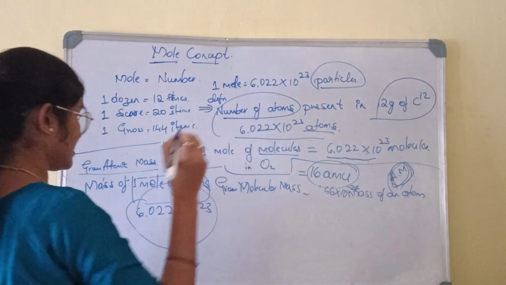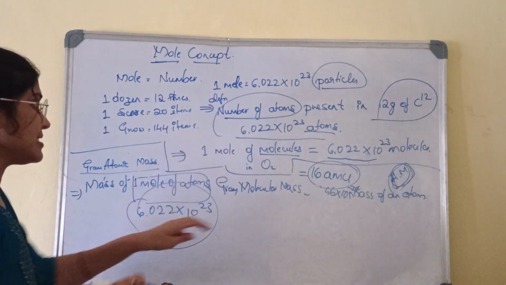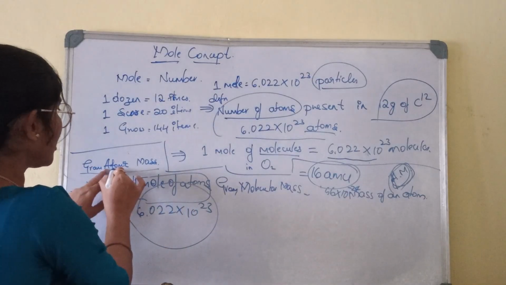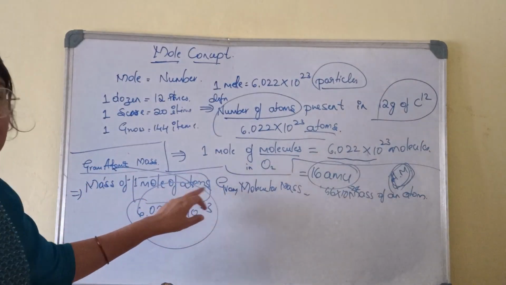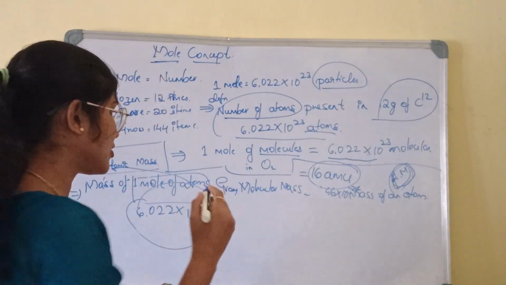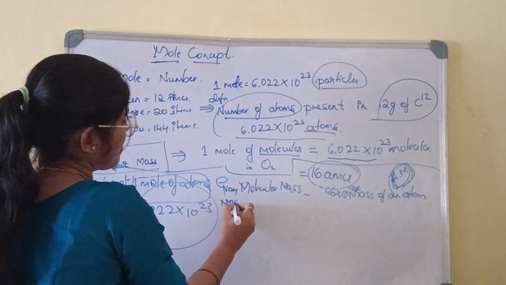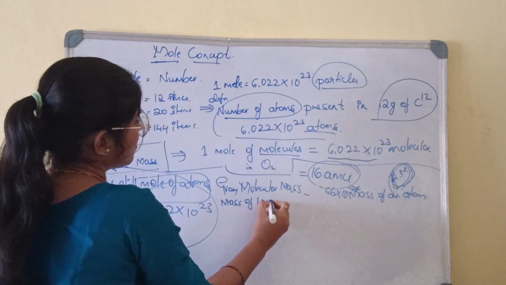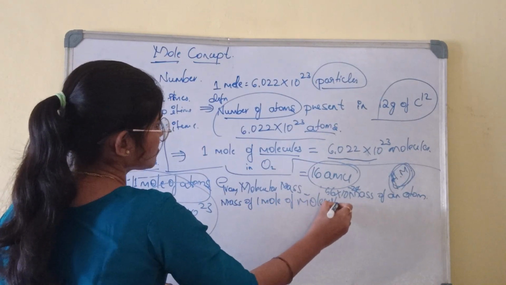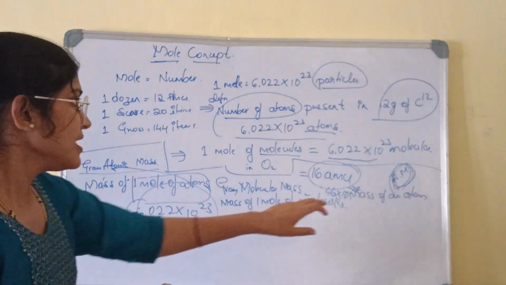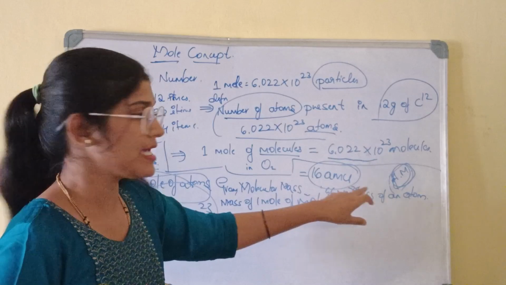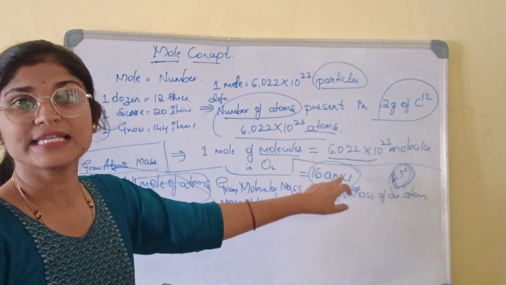Gram molecular mass is also the mass of 1 mole of molecules. Gram atomic mass is the mass of 1 mole of atoms. Gram molecular mass is the mass of 1 mole of molecules. And here one thing: we represent atomic mass in AMU.